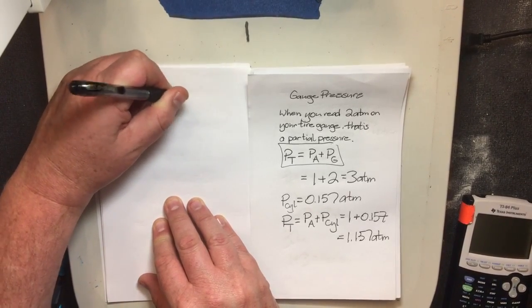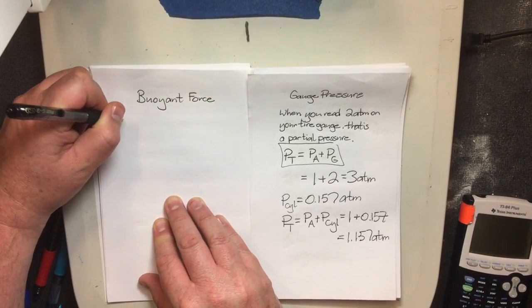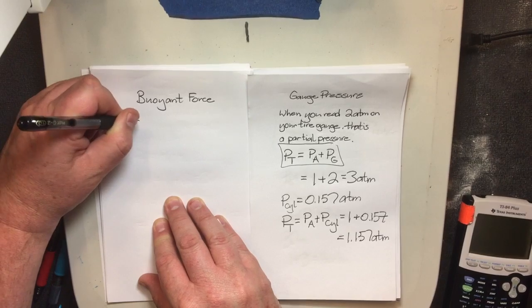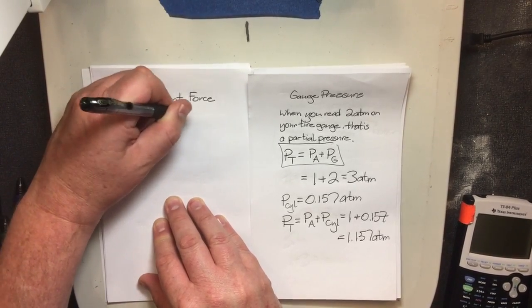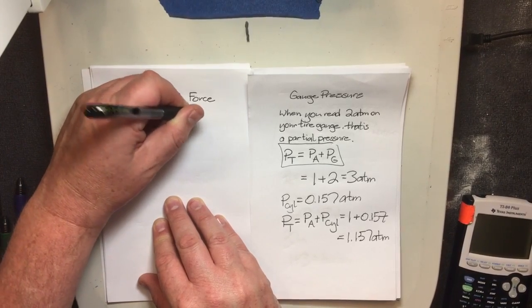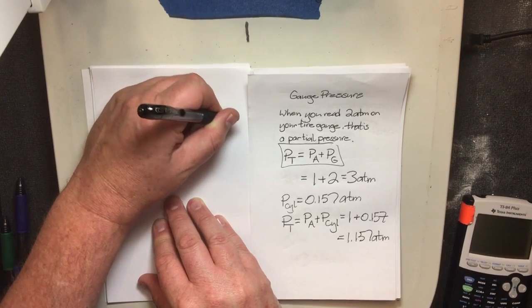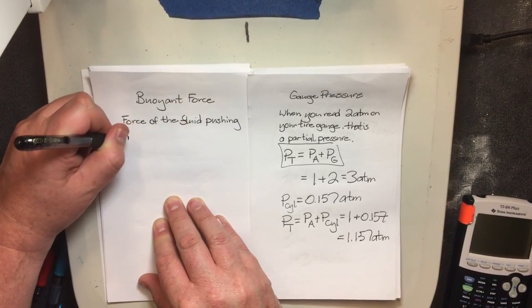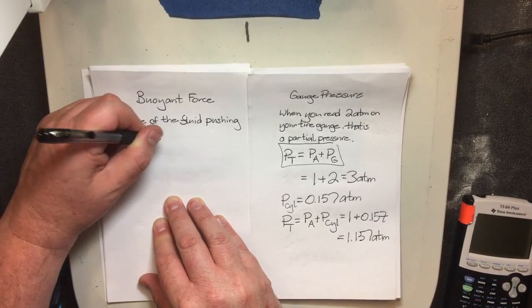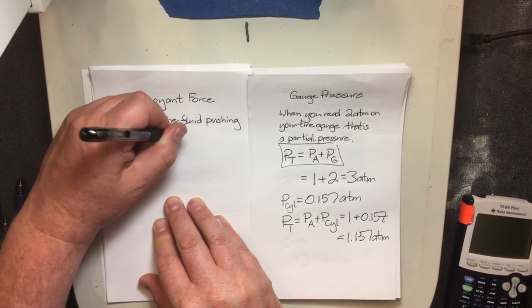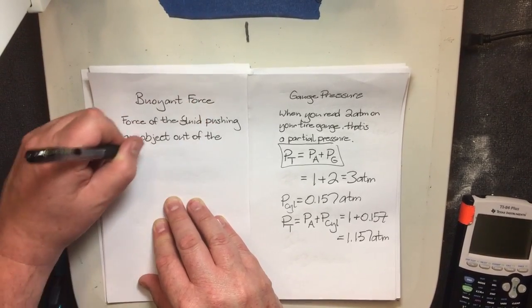buoyant force. It's the force of the fluid pushing an object out of the fluid.